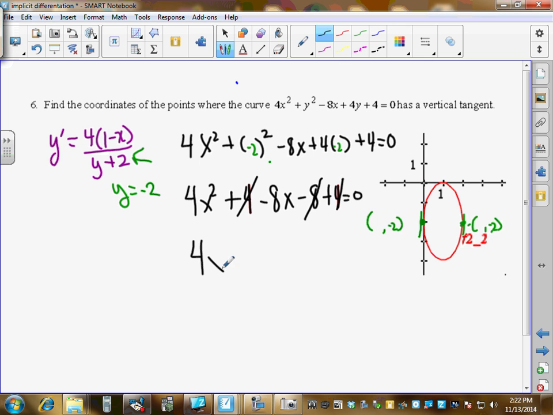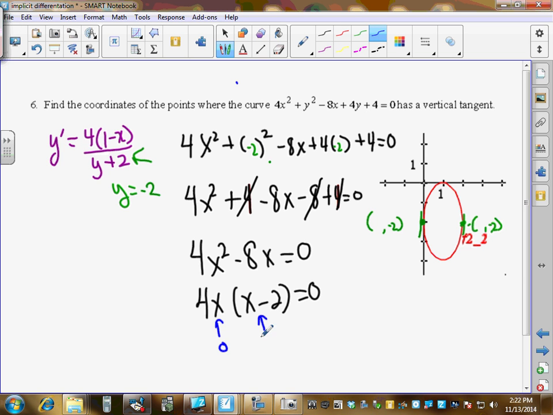We're left with 4x squared minus 8x equal to 0. We can factor out a greatest common factor of 4x. And that's telling us that we're going to get 0 for an answer and also 2 for an answer. So at 0, -2, and 2, -2, you'll have a vertical tangent at 0, -2, and also another one at 2, -2. So those are our answers.